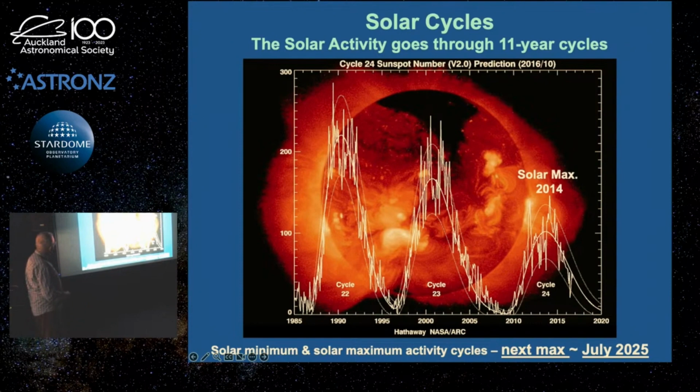So here it is. This is a nice little graph too. Once again, solar activity goes up every 11 years. Solar maximum, the last one was 2014, which means, yay, next year we hope to be in solar maximum.